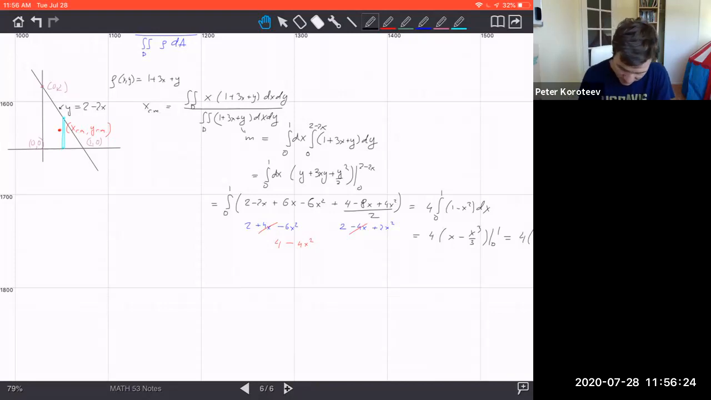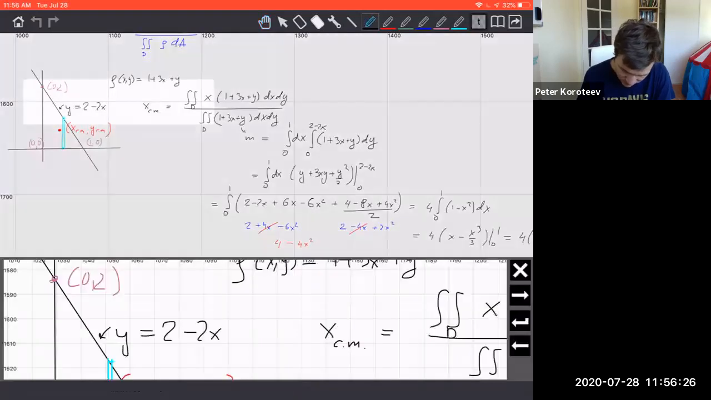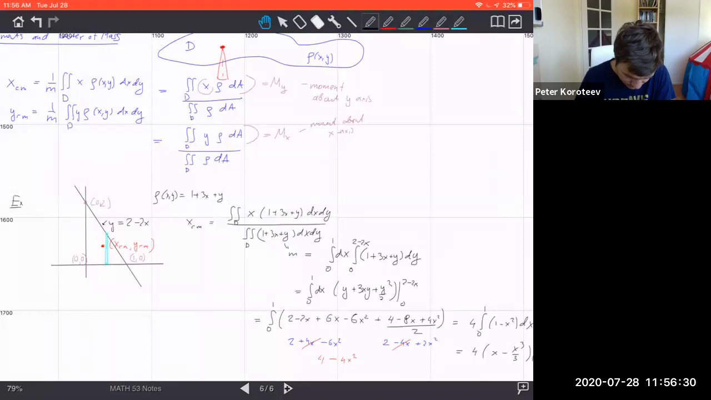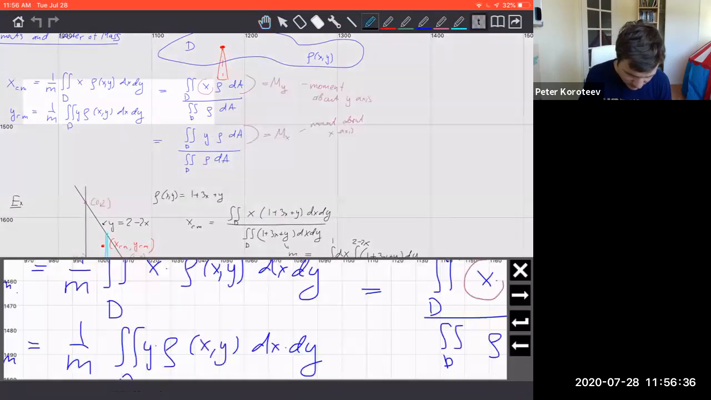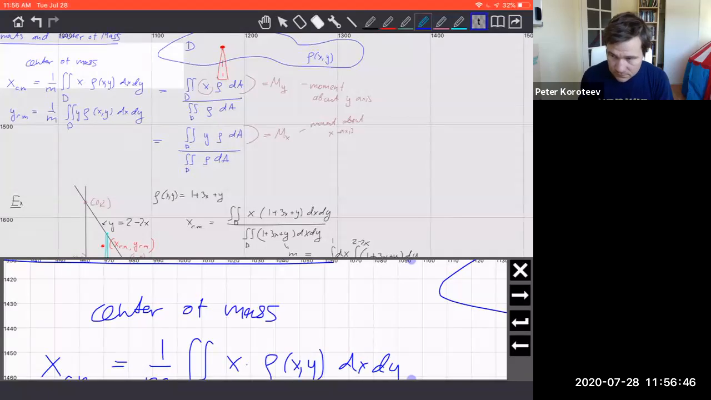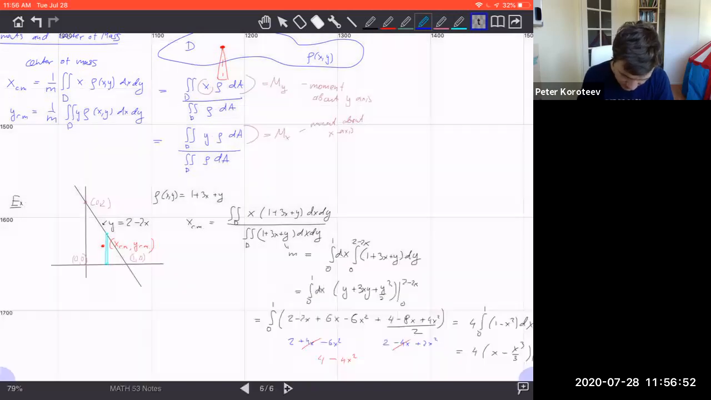Yeah, so it's both for x and for y. If you go above, I think I had it both here. Yeah, see on the top left. These are the coordinates of the center of mass.